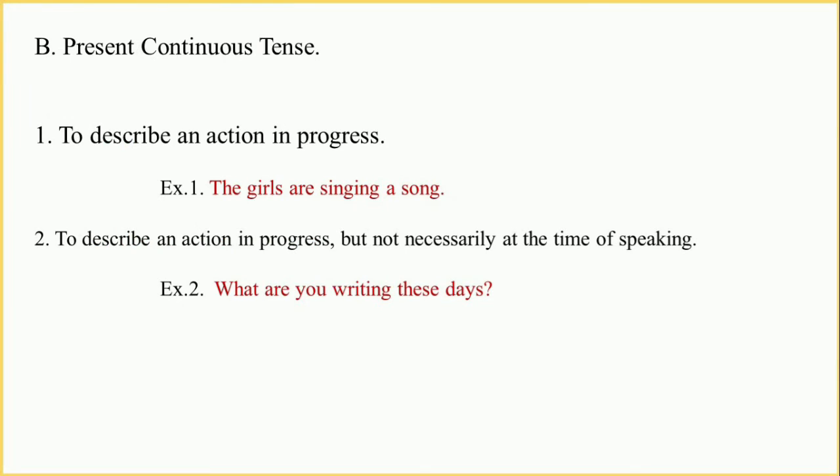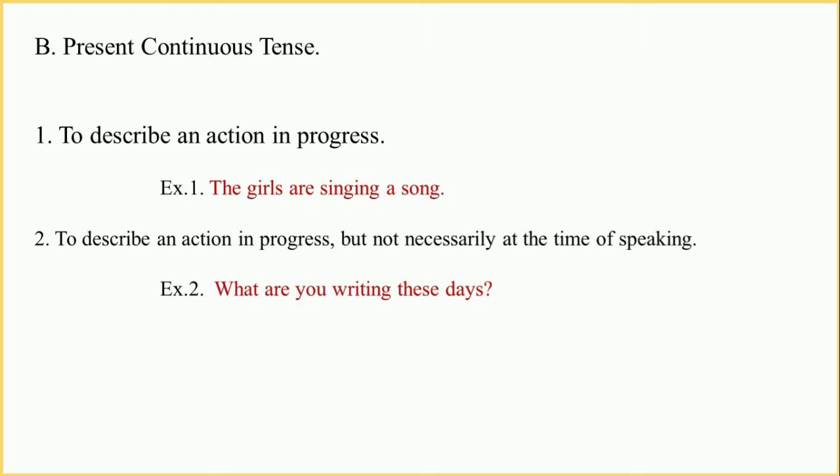Now we'll know about the present continuous tense. Present continuous tense is used to describe an action in progress or the continuity of the action in present time. As in example 1, the girls are singing a song. The action of singing is in progress at the time of speaking.